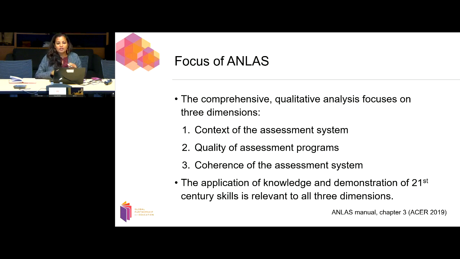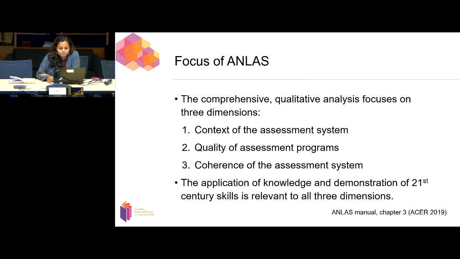And we will get further into the details of each of these dimensions in just a couple of minutes. But just to note that these are overall the 3 dimensions of the ANLAS approach. And then we have a broad cross-cutting element, which is the application of knowledge and demonstration of 21st century skills. And this aspect cuts across all 3 of the dimensions of the analysis.